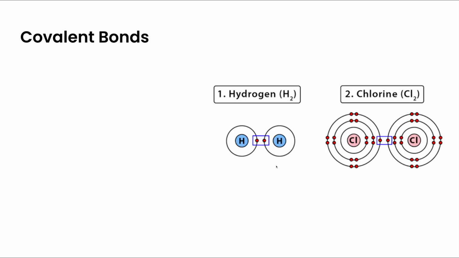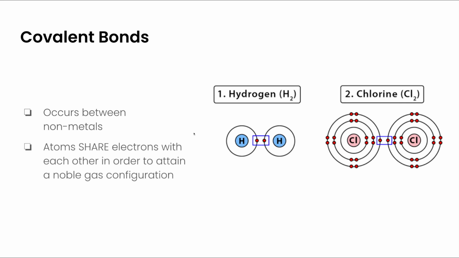So let's start out by looking at what covalent bonds are. Well, covalent bonds exist and occur between non-metals. So in our examples here, we've got, for example, hydrogen, which is two non-metals. And then we also have chlorine, which is also non-metals. And a covalent bond has atoms that share electrons with each other in order to obtain a noble gas configuration.